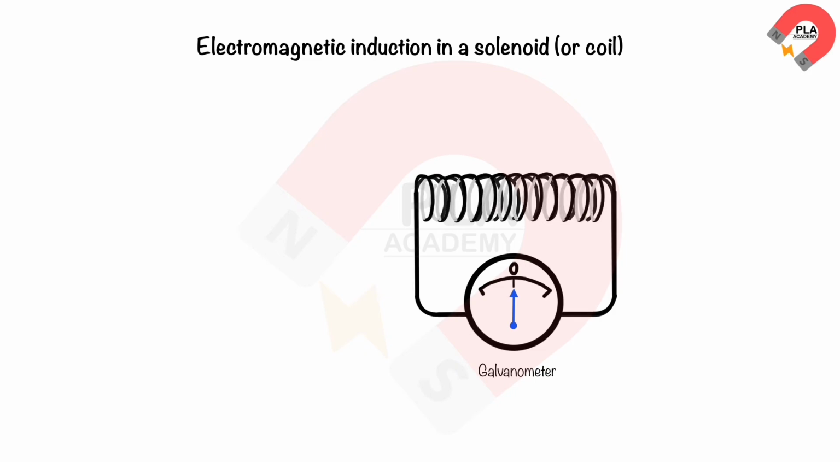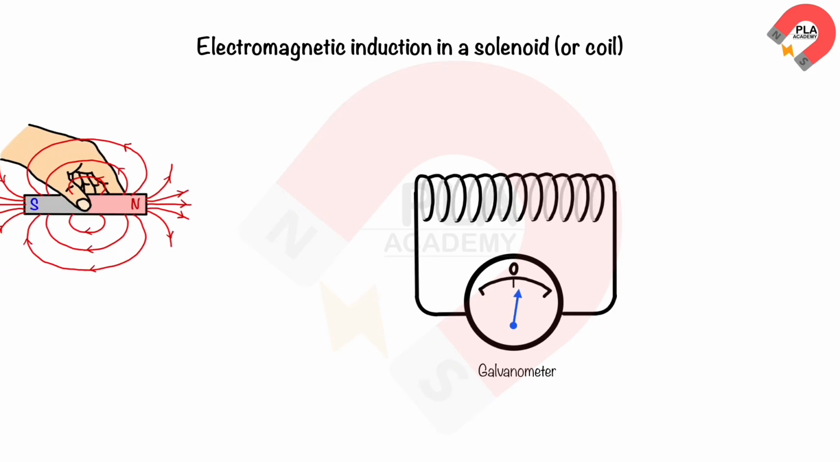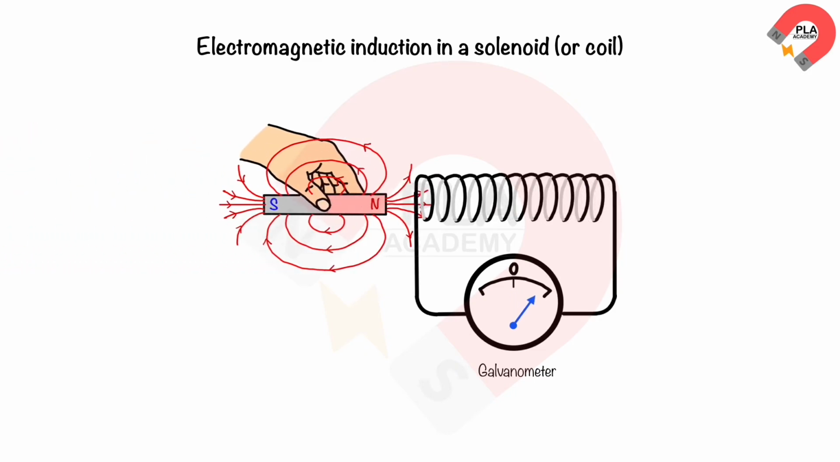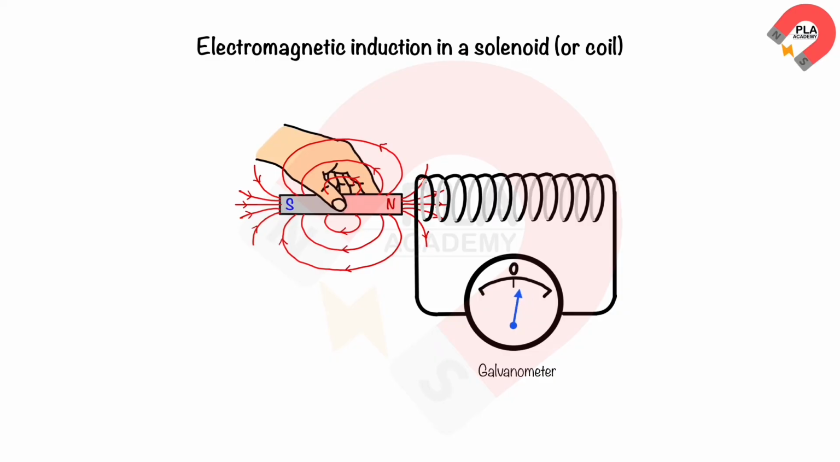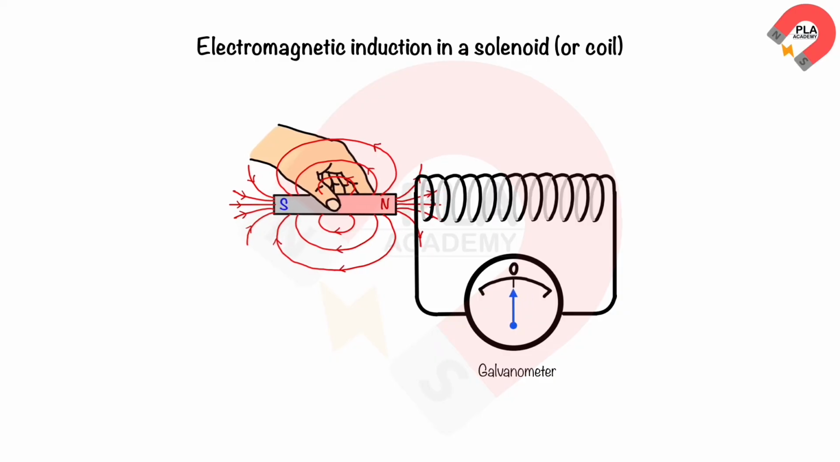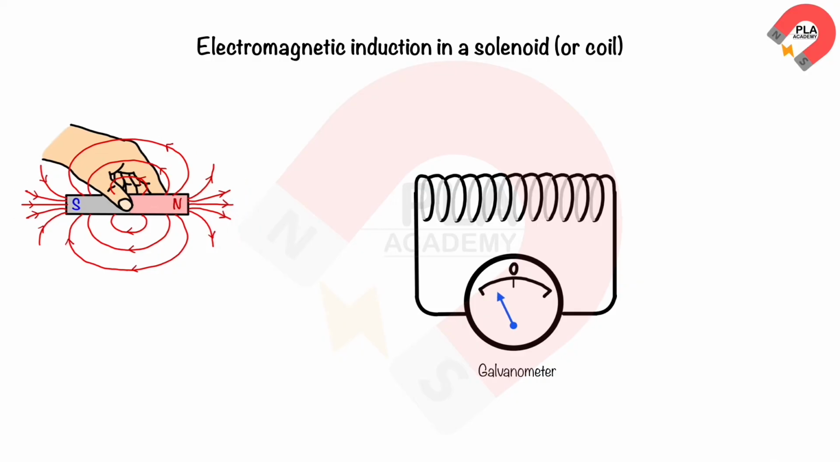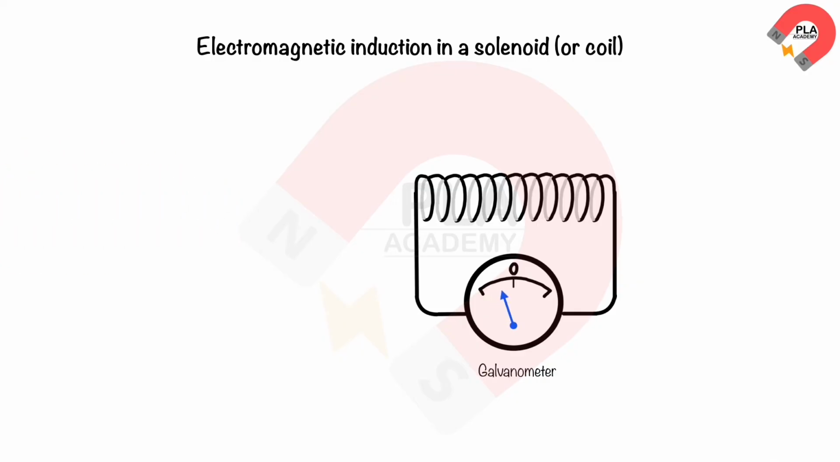When the number of turns in the solenoid increases, and a north pole of the magnet moves into the solenoid, the deflection of the needle is greater to the right. This means that the induced current increases as the number of turns in the solenoid increases.